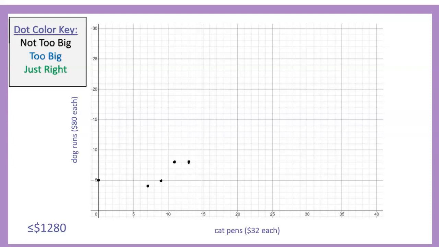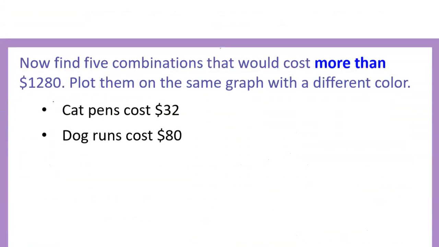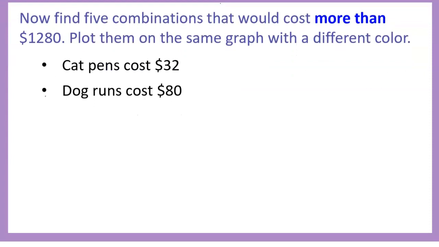Now, as you might be able to tell from this color key, we're going to do some other comparisons. Now we're going to look at some combinations that are too big. Let's find 5 combinations that would cost more than $1,280. See if you can pause the video and come up with at least 3 on your own. We'll do 5 together, but see if you can come up with at least 3.